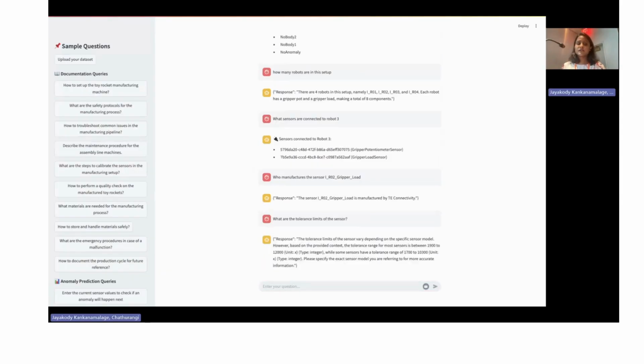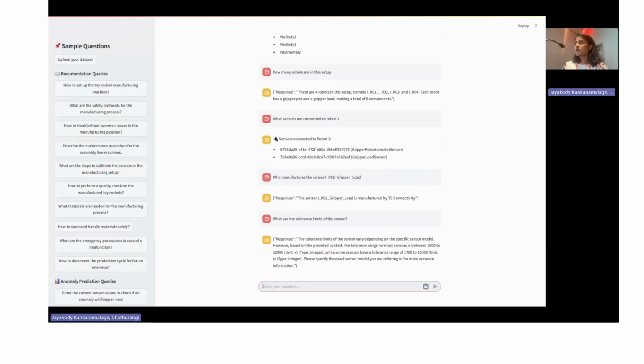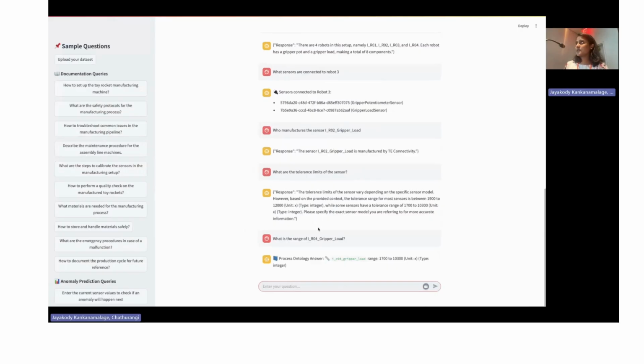And if I want to ask about the tolerance ranges, it gives me the tolerance range including the type of the measurement as well. And also, these tolerance limits and ranges, these are some similar questions. So it is very good at identifying the similarity between the questions and giving the correct response as well.